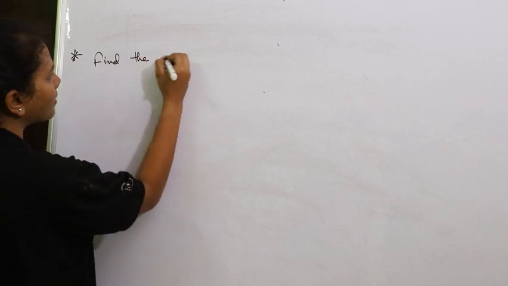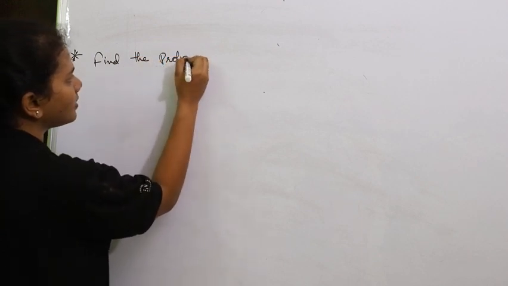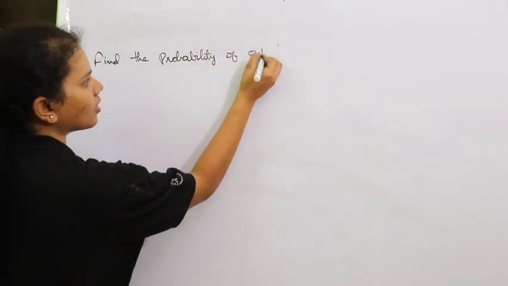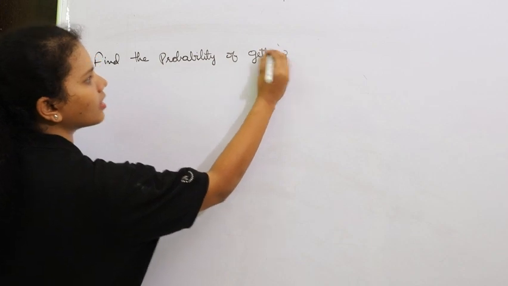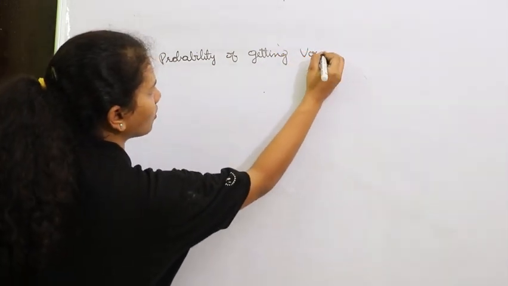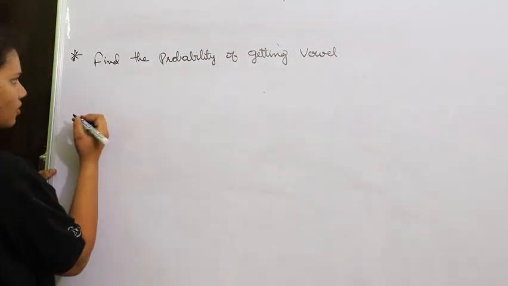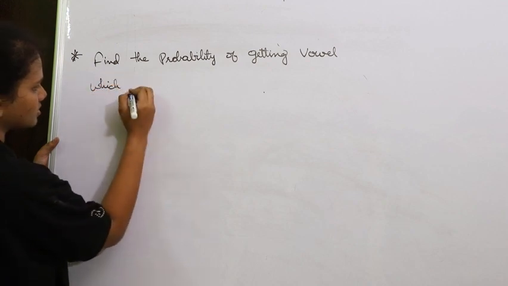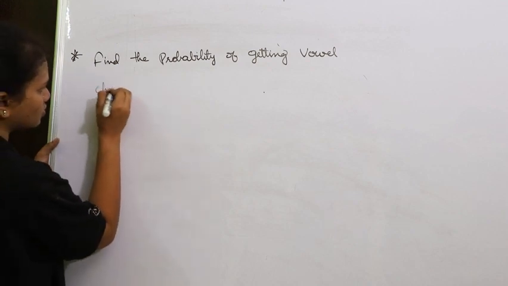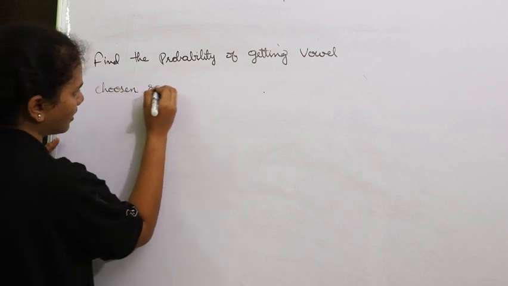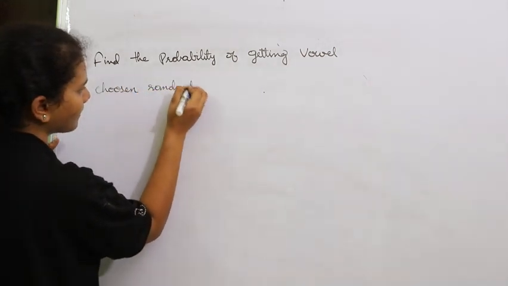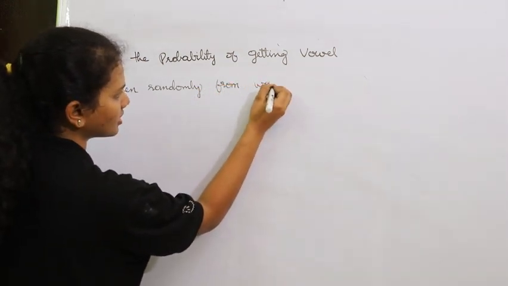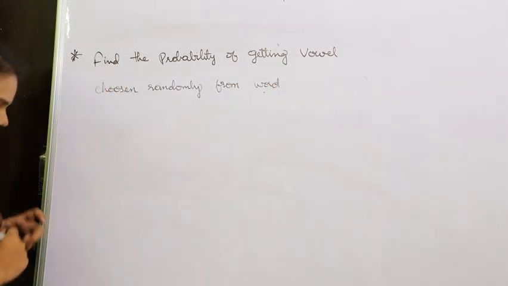Find the probability of getting what? Vowel or consonant? Of getting a vowel. Find the probability of getting a vowel which is chosen randomly from the word innovation. So they have given a word called innovation.